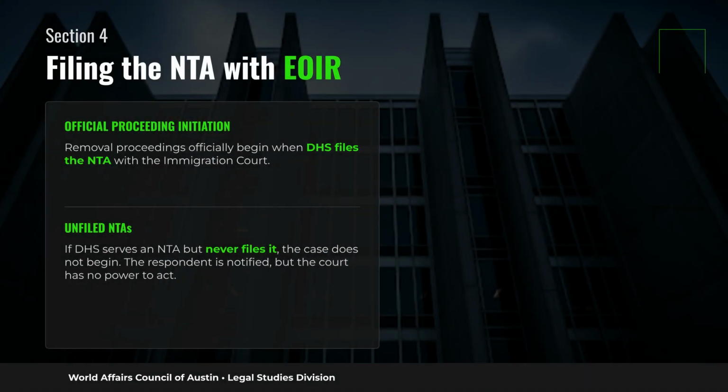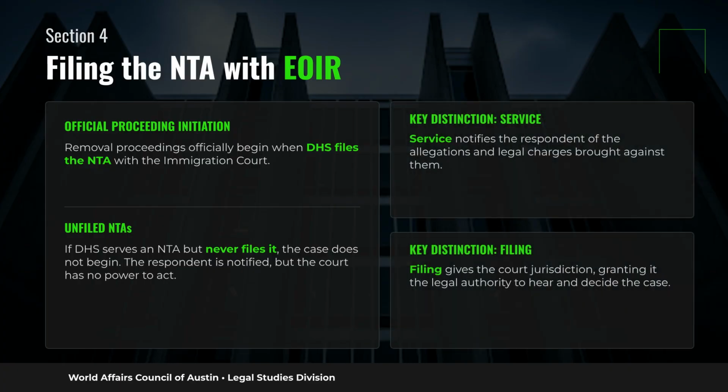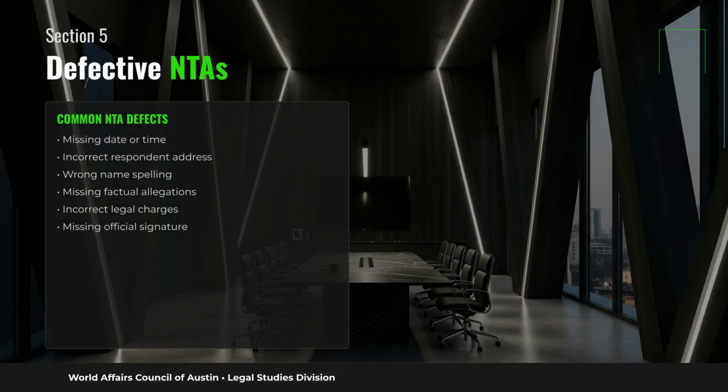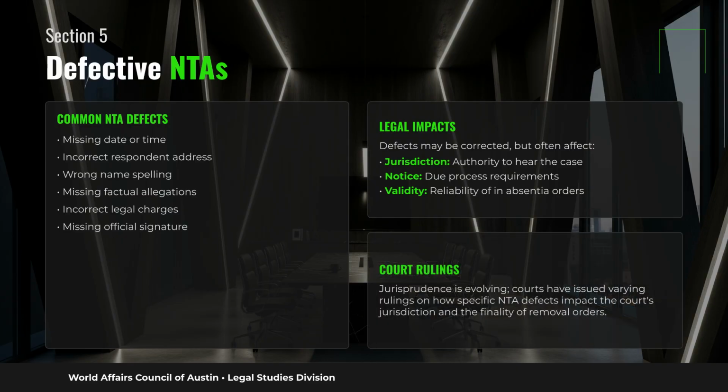Removal proceedings officially begin when DHS files the NTA with the Immigration Court, or EOIR. A key distinction is that service notifies the respondent of the charges, but filing vests the court with jurisdiction to hear the case. Defective NTAs contain errors such as missing dates, incorrect addresses, or incorrect legal charges. These defects can impact the court's jurisdiction, the adequacy of legal notice, and the validity of in absentia orders. Court rulings on these issues are currently evolving.